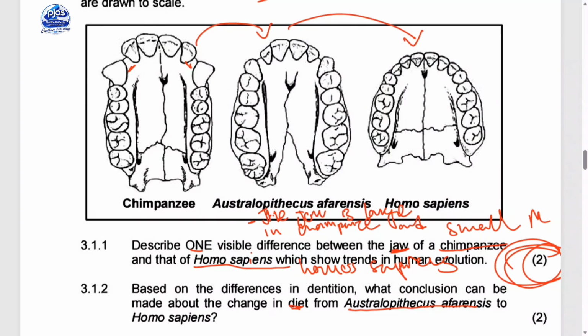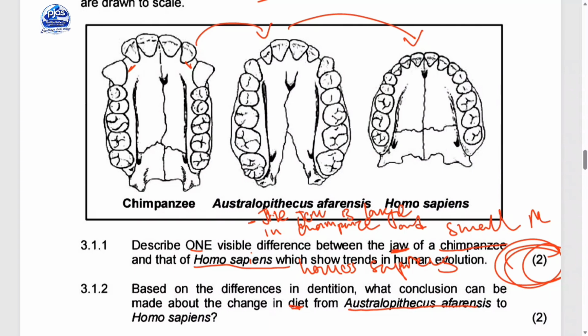In chimpanzee, we had larger canines, meaning they are adapted to eat raw food. This is the diet here, because they have stronger chewing muscles, and the jaw is more prognathous, meaning a protruding jaw, with stronger chewing muscles capable of tearing hard food due to the larger canines.